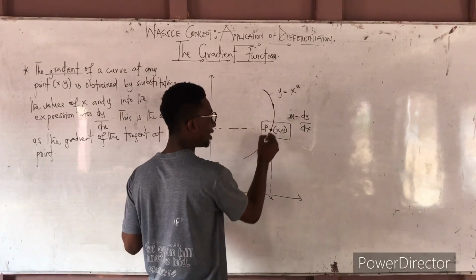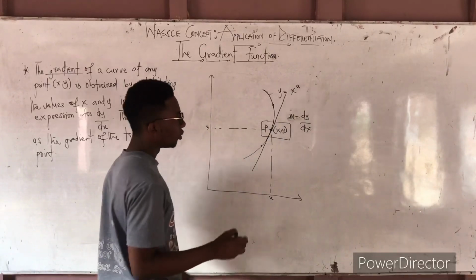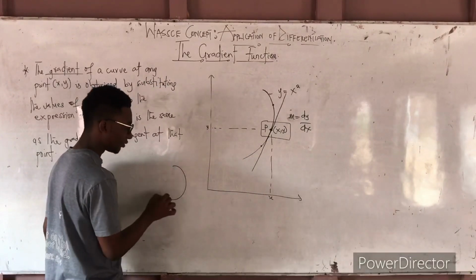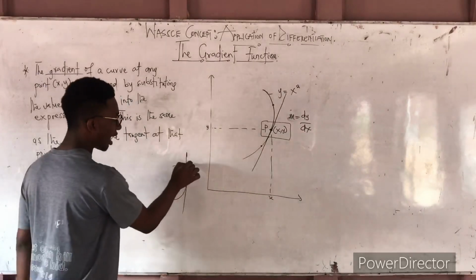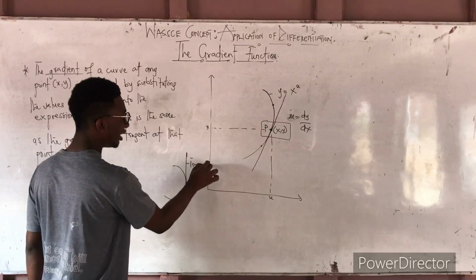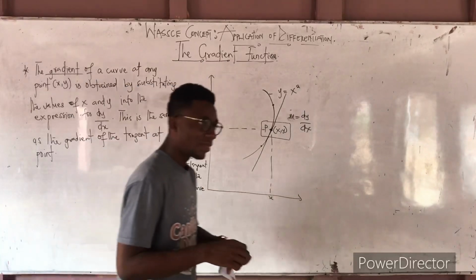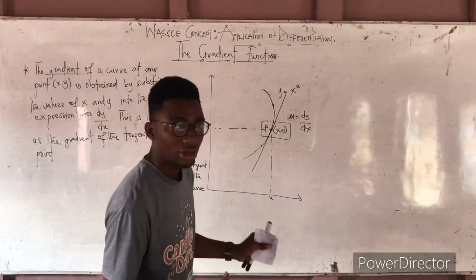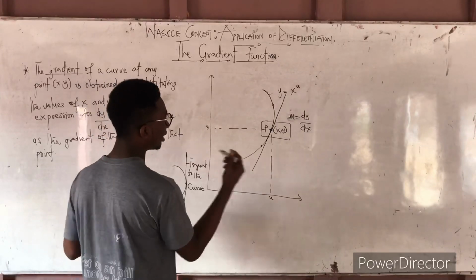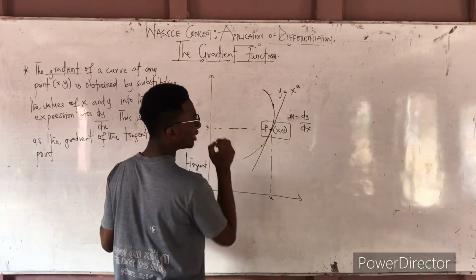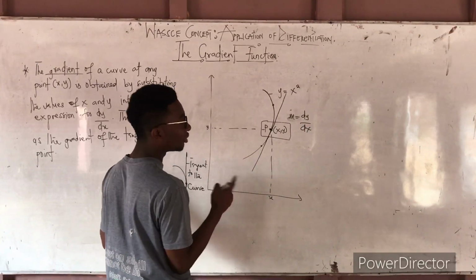It is the same as finding the gradient of the tangent that touches the point on the curve. When you have a curve and a straight line that touches the curve at a particular point, that line is known as the tangent to the curve. So finding the gradient at a certain point on the curve is the same as drawing a line that touches that point and finding the gradient of that line.